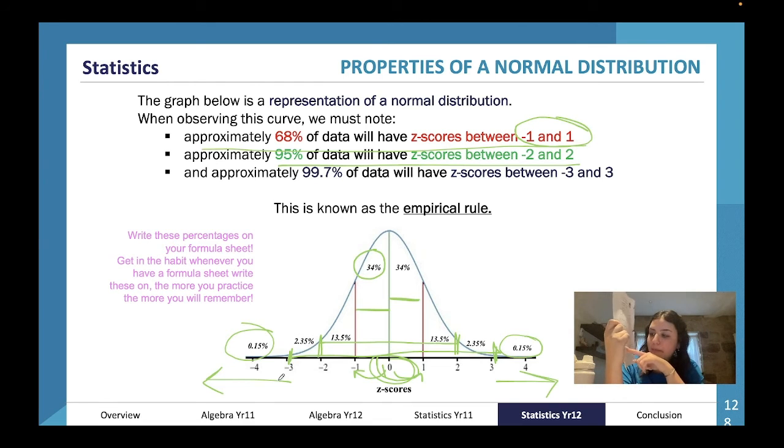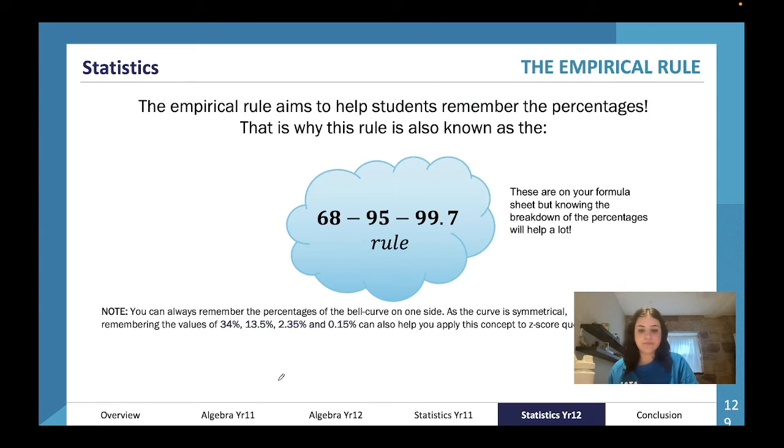Now, you have to remember that breaks down into 34, 34, 13.5, 2.35, 0.15. I would recommend that as soon as you get in the exam, you write them on and you remember them for that formula sheet.